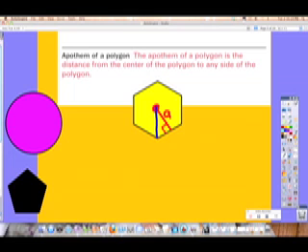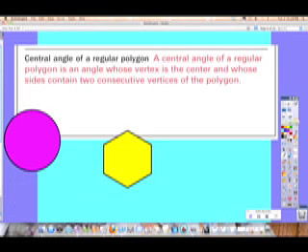Okay, last vocab word. Stop and just look at it. Central angle of a regular polygon. So where does that angle have to come off of? That's it. So really, do you need to write that down? No. It's just the center of the polygon. It's an angle coming off of the center. I feel like it's right in the name of the vocab.